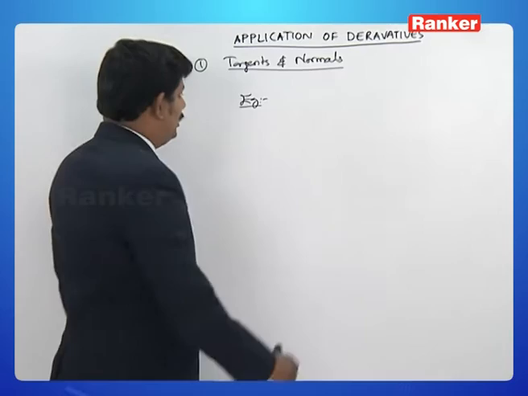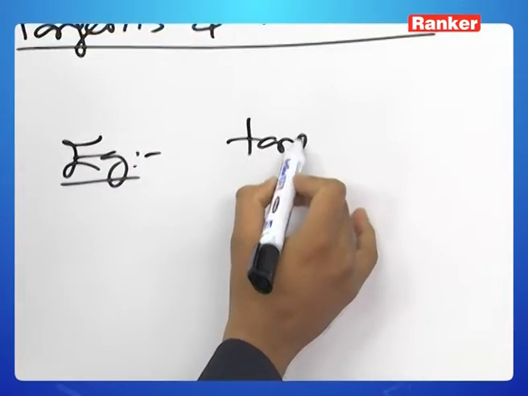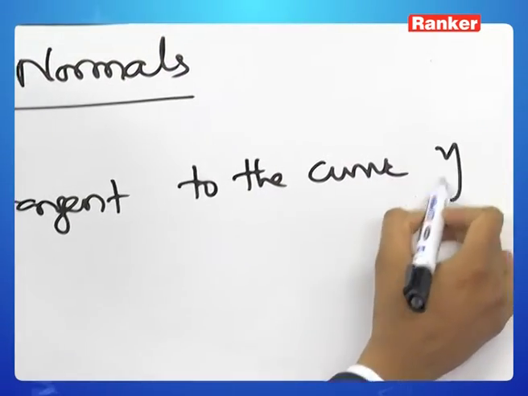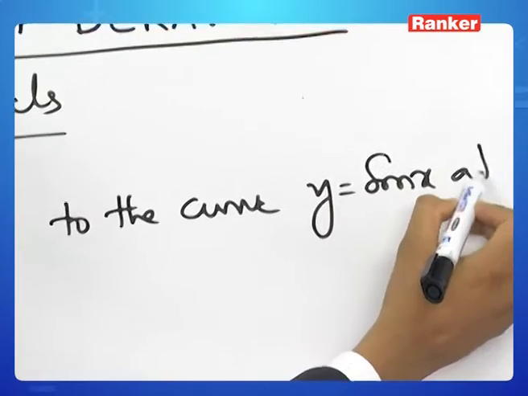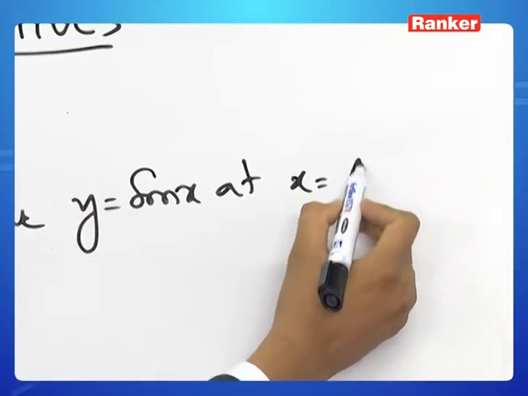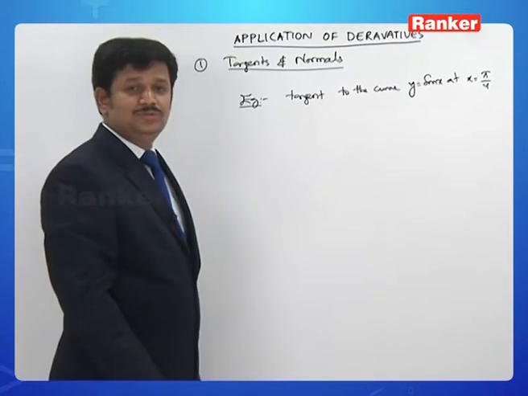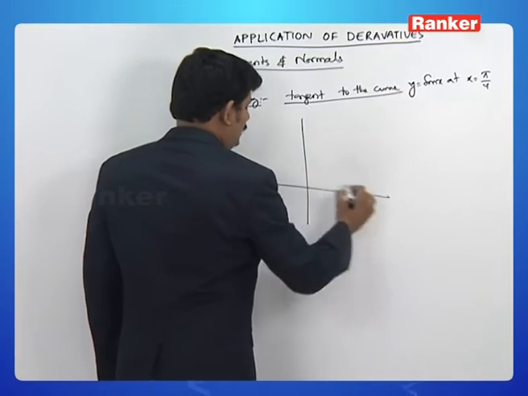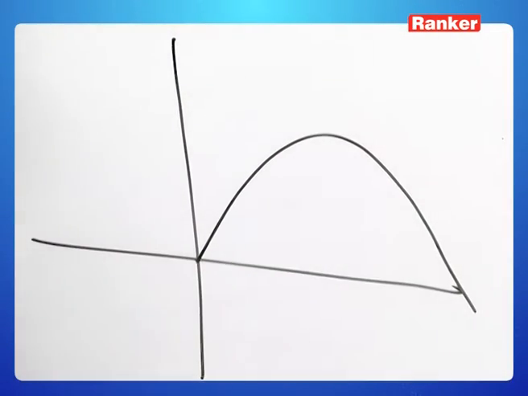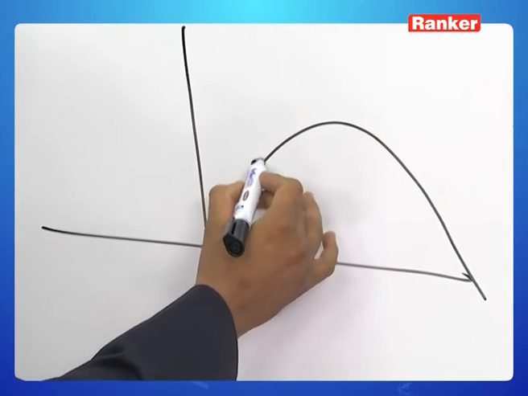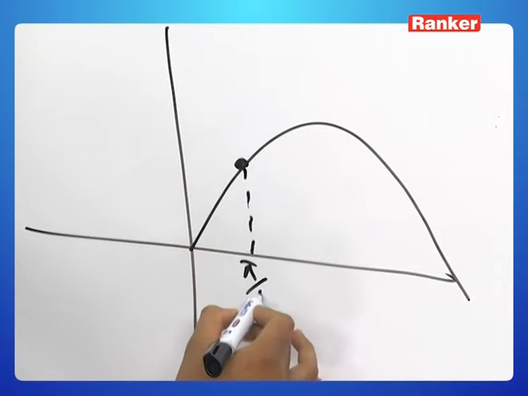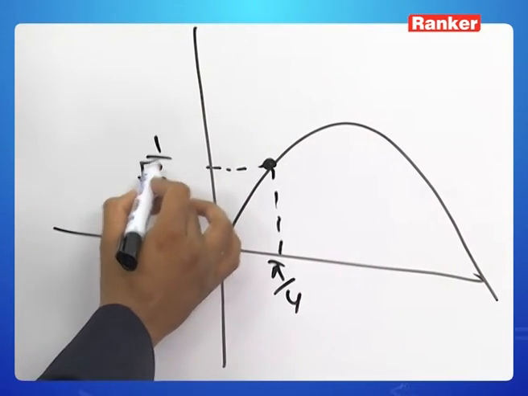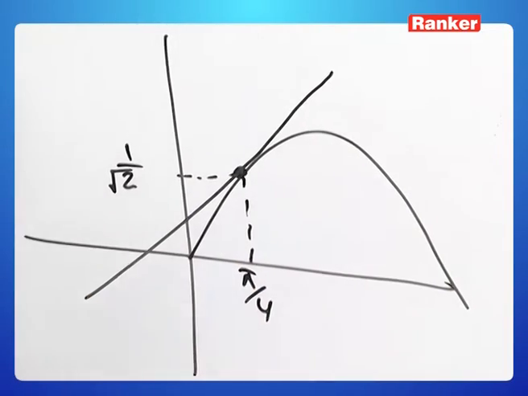Let us say we are asked to find the tangent to the curve y is equal to sin x at the point whose x coordinate is pi by 4. At the point whose x coordinate is pi by 4, we need to find the tangent to the curve. Let us see, we all know the graph of sin x. This is how it would be between 0 to pi. We want the tangent line at the point whose abscissa is pi by 4. Its ordinate we know, sin pi by 4, 1 by root 2. We want to find the tangent equation.